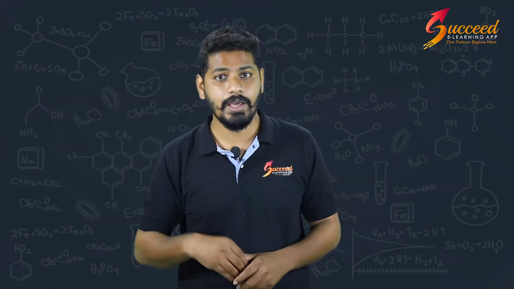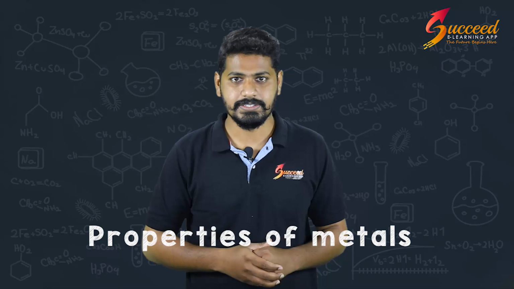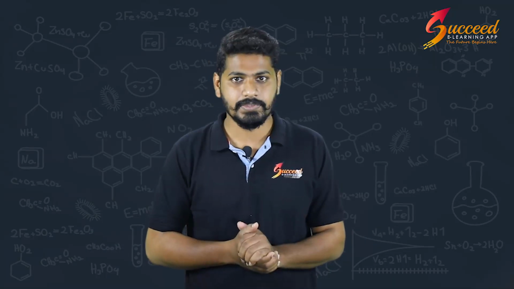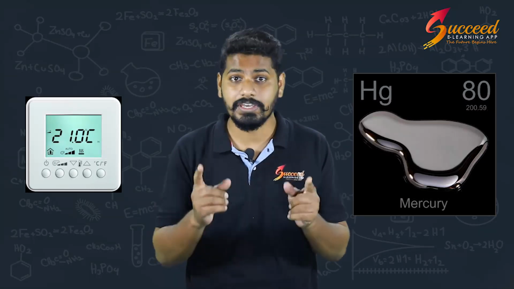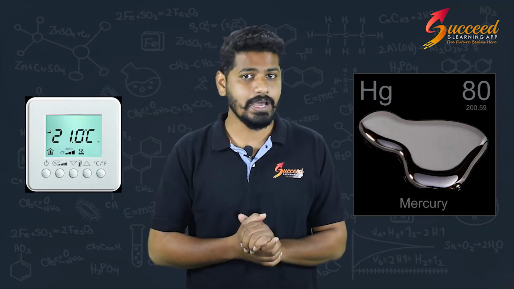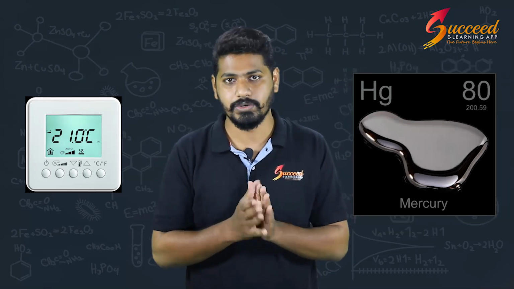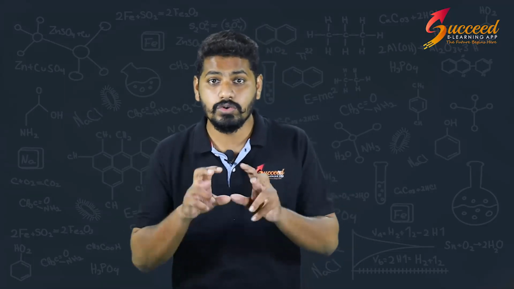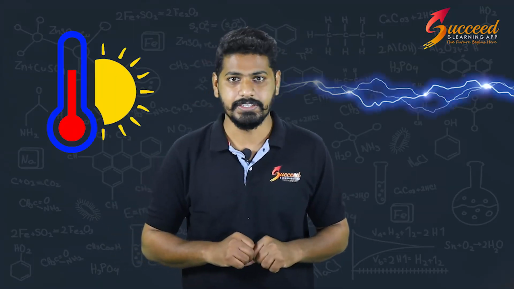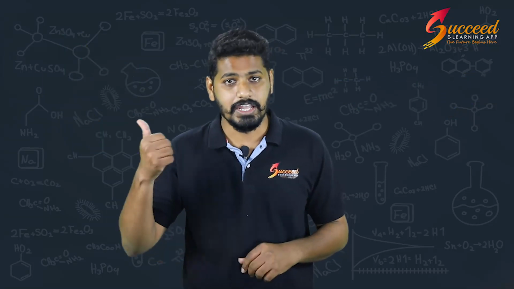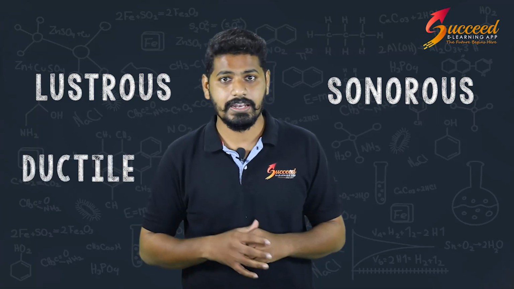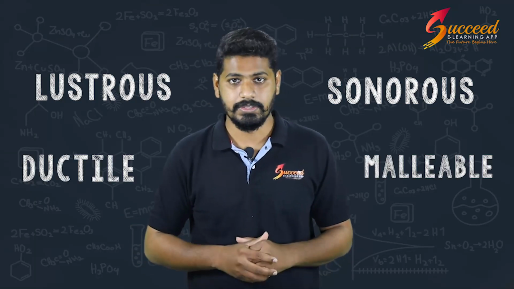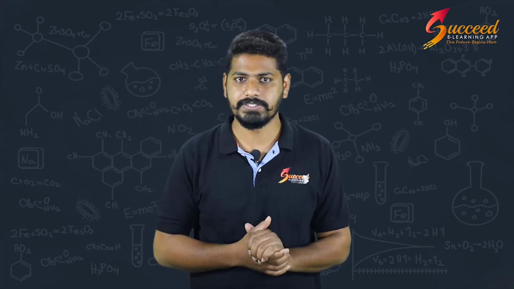Now we'll see the properties of metals. Metals are solid except mercury, which is a liquid at room temperature. I am talking about only room temperature. When it comes to room temperature, all the metals are solid except mercury. Metals are good conductors of heat and electricity, and metals are lustrous, sonorous, ductile and malleable. Properties of non-metals.